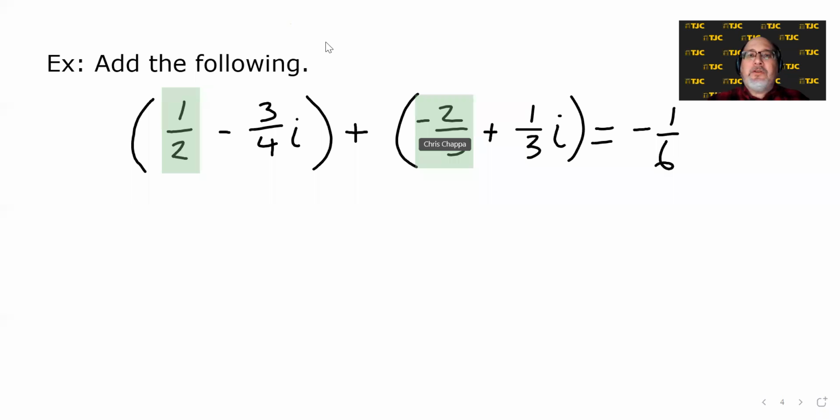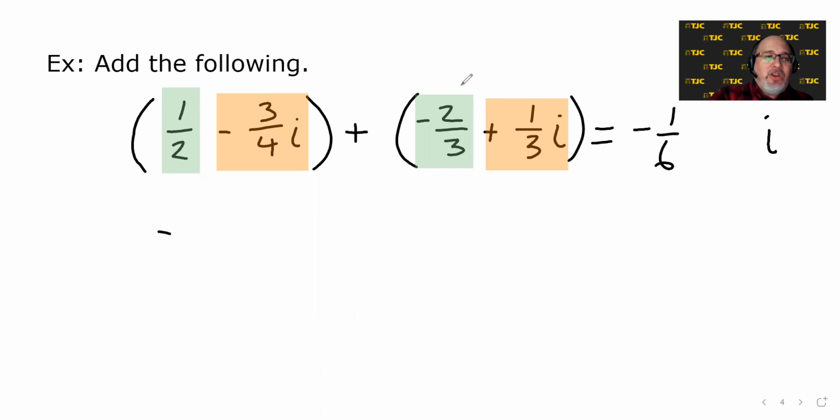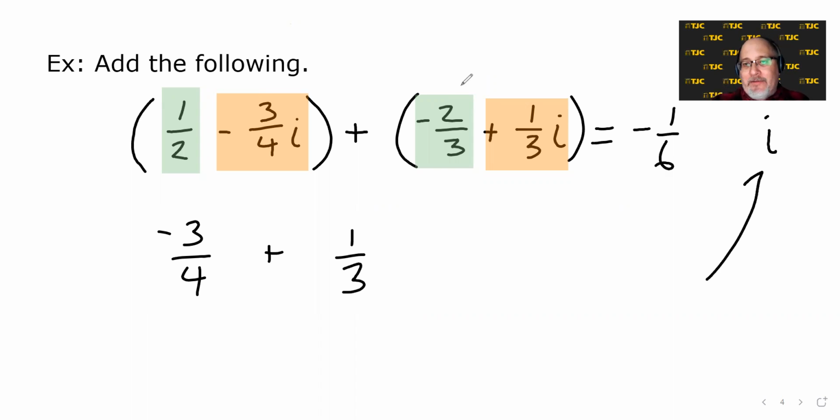All right. We are now going to combine the imaginary part. So we're going to combine the -3/4 i plus the 1/3 i. Now I know that these are going to give me i's, so I can actually write down the i already and just focus on the fractions. -3/4 plus 1/3. And again, I've already got the i accounted for over here, which is why I didn't write it down there.